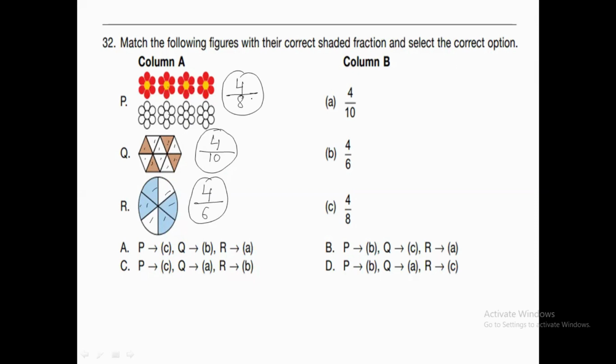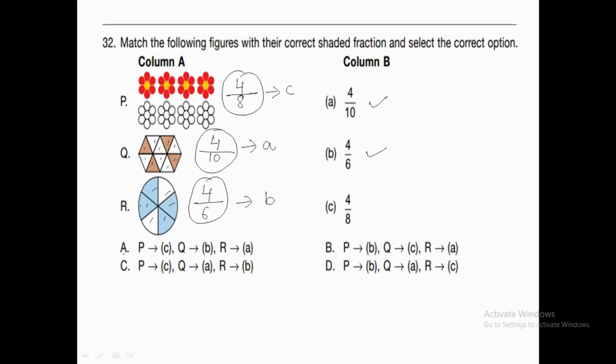Okay. So let's see. 4 by 8 is where? Here. So 4 by 8 will be C. And where is 4 by 10? Here on option A. So it will be A. And where is 4 by 6? Here in option B. So which is B. So our correct sequence will be P to C, Q is A, R is B.